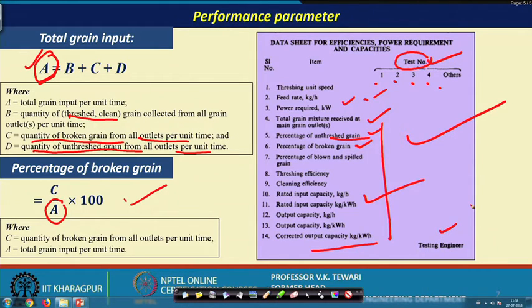So, this is the data sheet for efficiency, power requirement and the capacities, different capacities, so far as the reporting is concerned. So, you must look into these parameters and report them properly, judiciously, meticulously, so that when it goes to any authority, he will be able to appreciate your sincerity of purpose so far as testing is concerned.